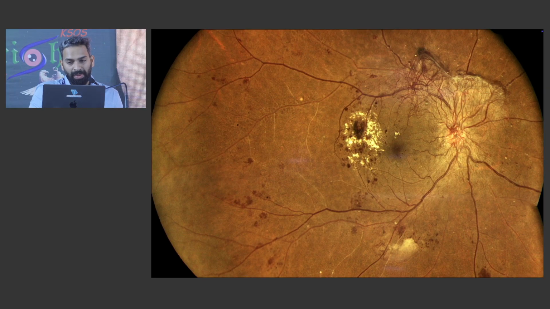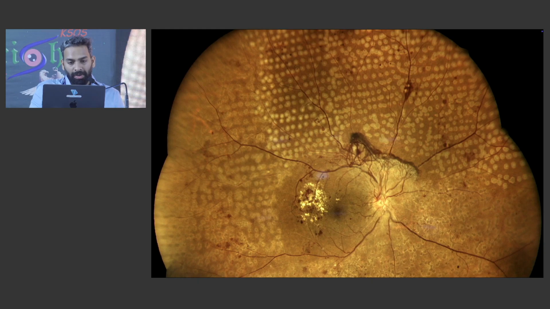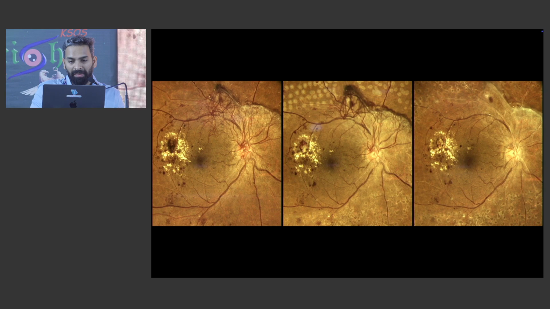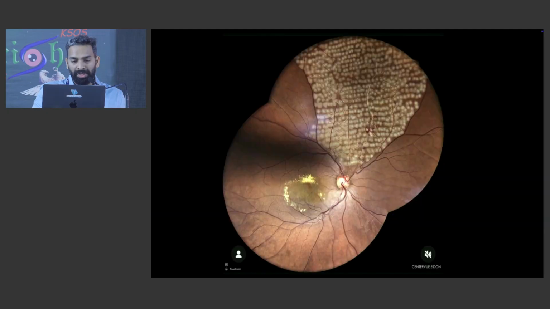This is a case of PDR where you can see a very bad NVD, which you have to give good lasers. You can see over here the spot size and the interval should be good enough, and you can see complete regression of these NVDs. The NVD is reduced very significantly, and this is not the end. You need to keep reviewing these patients.